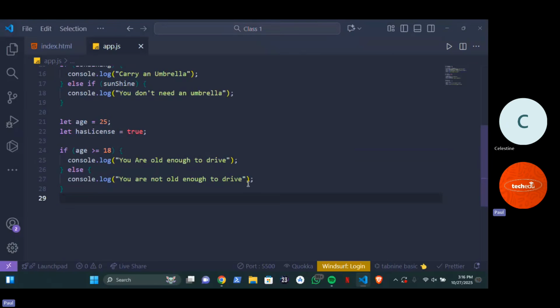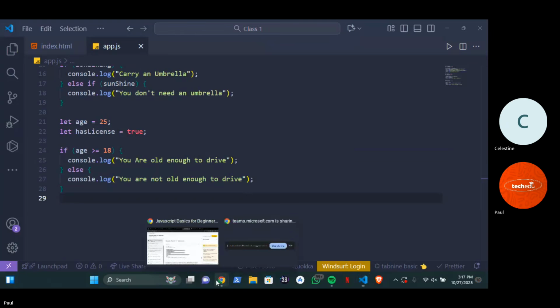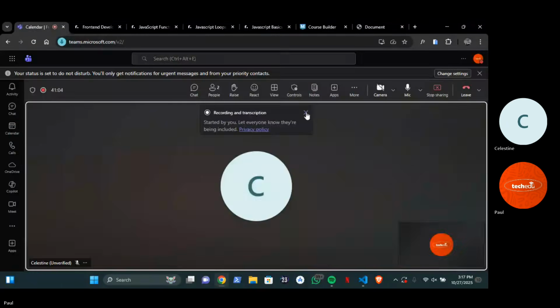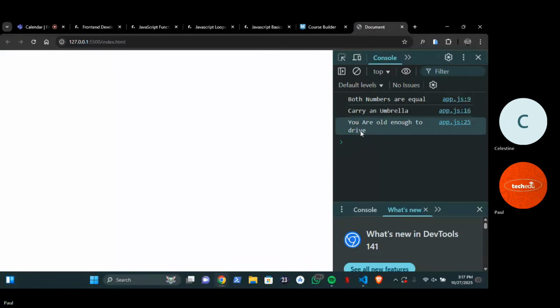You can combine those two conditions into one conditional code block because they have the same end goal. If you don't have a driver's license, you can't drive, and if you are not older than 18, you also can't drive. Since they satisfy the same condition, it is easier to put them in the same block. Do you get? Let's just wait for it. Now, it is printing out you are old enough. Okay.